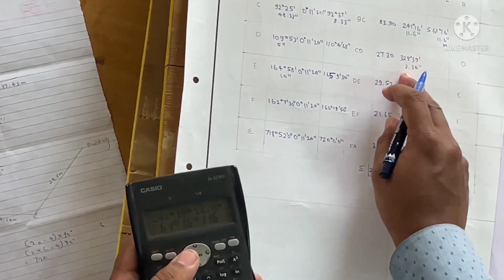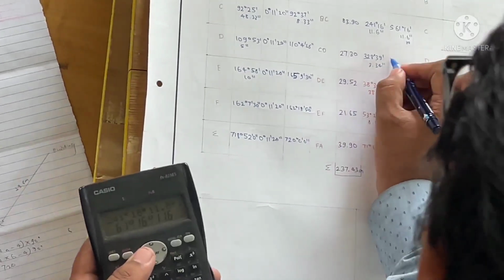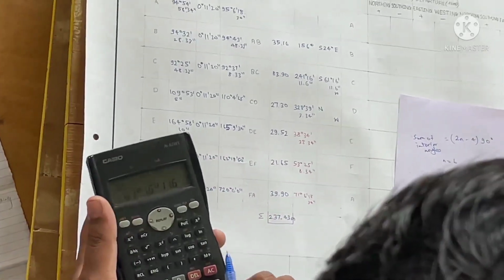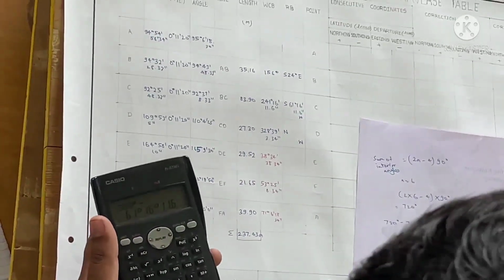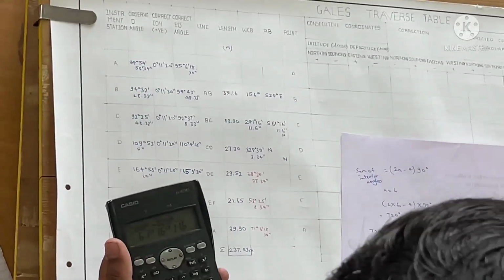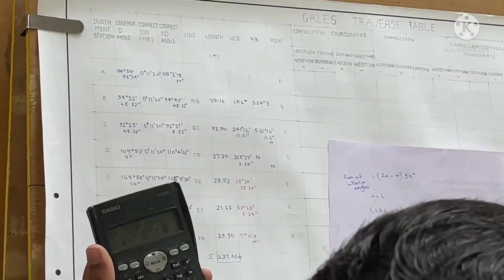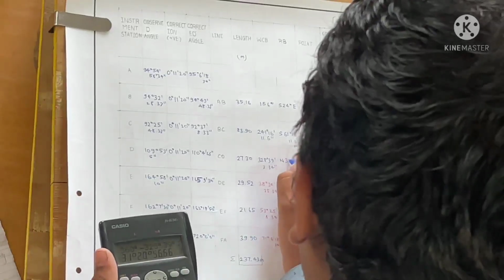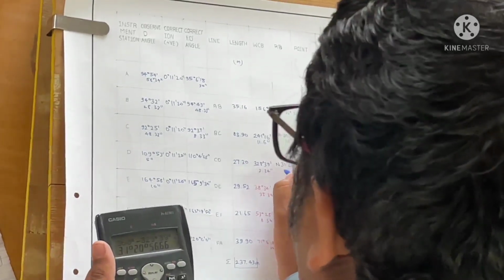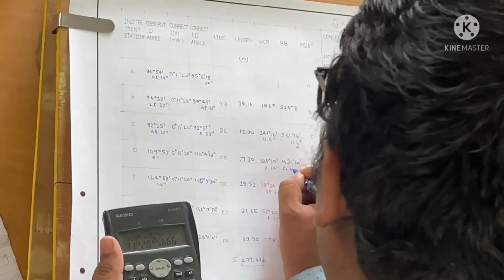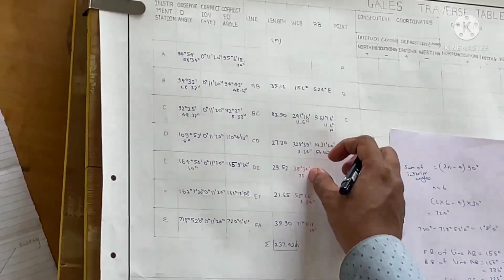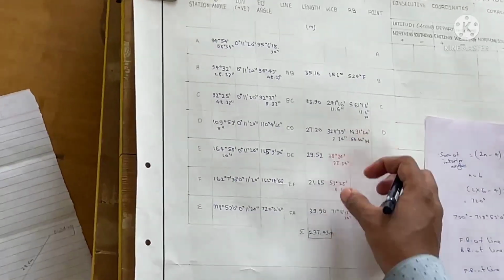Next, 328 degrees is lying in the fourth quadrant, that is northwest. So 360 degrees minus 328 degrees 39 minutes 3.34 seconds gives me 31 degrees 20 minutes 56.66 seconds.